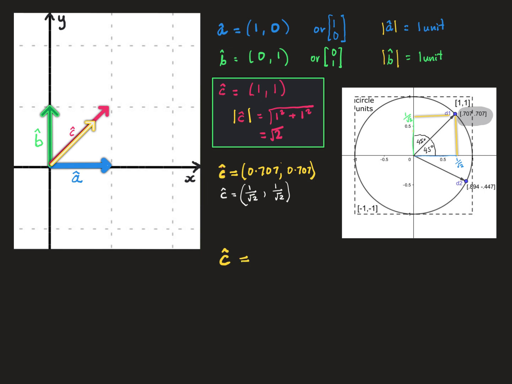Our unit vector C is going to be the x part of the vector C, which we'll call 1, over its magnitude of vector C, and the y component of our vector also over our magnitude of vector C. And in our case, this was going to be 1, because this is 1 here, over root 2, followed by also 1 in the x direction, I have 1 over root 2.